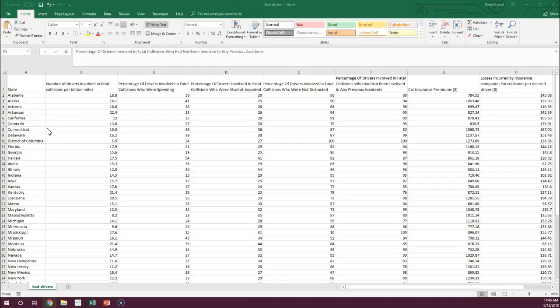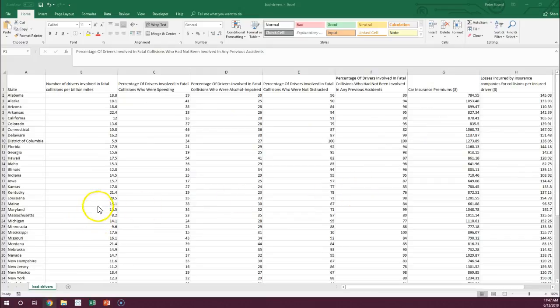A lot of these columns contain data from 2012, but others, like the percentage of drivers who were involved in fatal collisions who were speeding, is taken from 2009. Car insurance premiums are from 2011, and losses incurred by insurance companies for collisions per insured driver is from 2010. It's aggregated, so it's the most recent in this data set. They try to bundle it all together, and this is what we got.